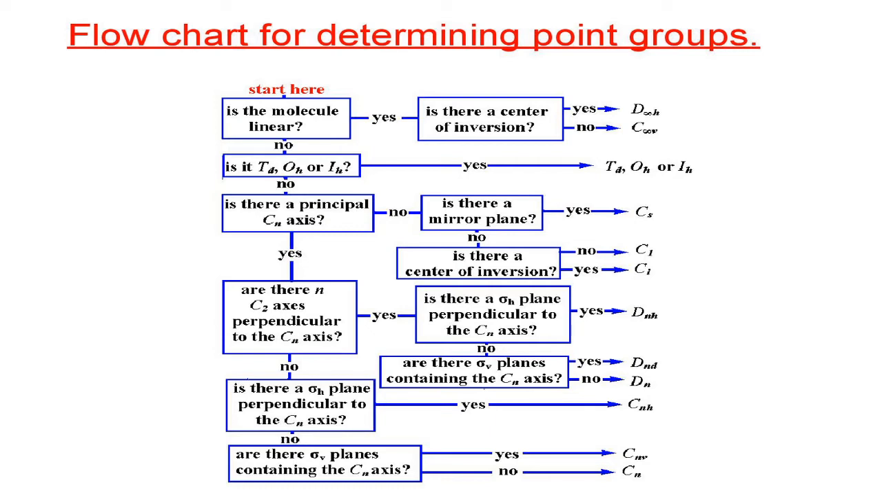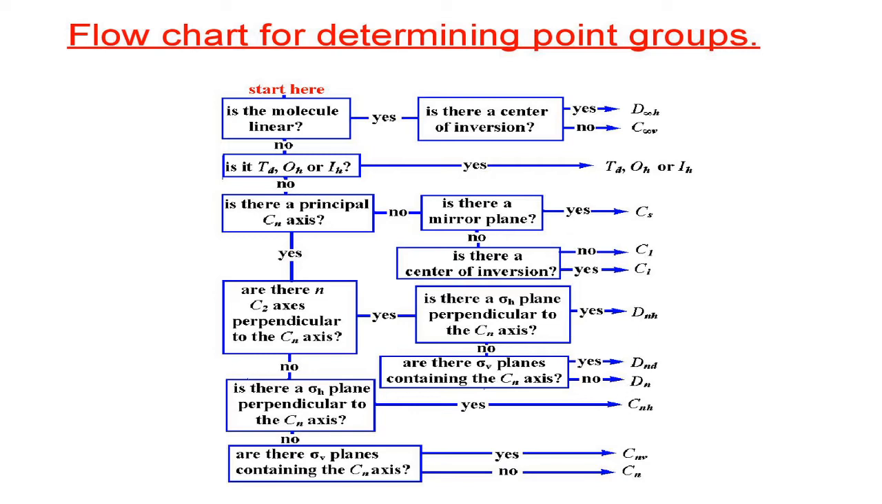Then if no, go to: is there any principal Cn axis, that is, a proper axis of rotation? If no, check if there is a mirror plane. If there is a mirror plane, we can directly assign the point group as Cs. If not, if there is a center of inversion, yes means Ci, no means C1. So this is very easy to determine. This type of point group occurs very rarely.